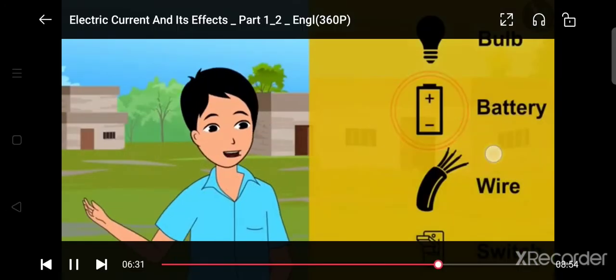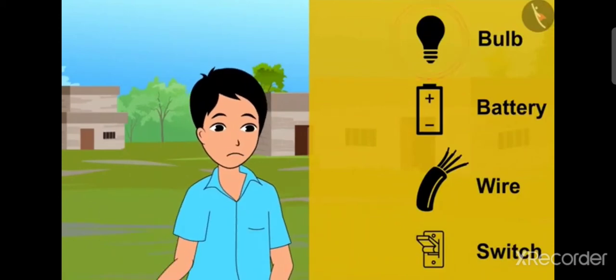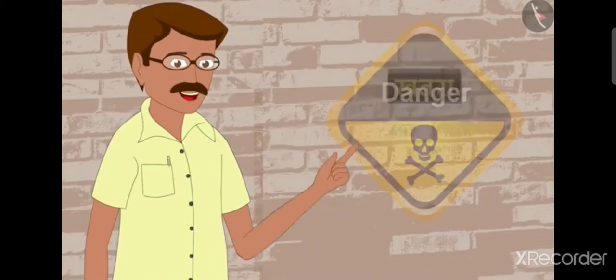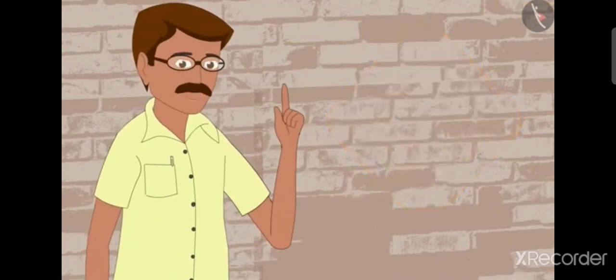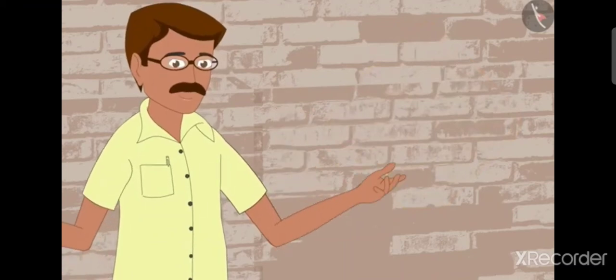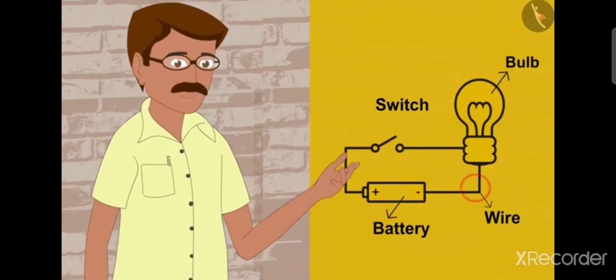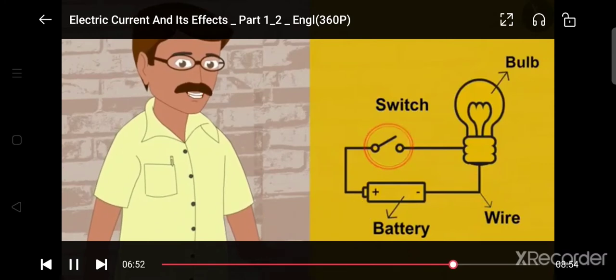Uncle, isn't this the symbol of a battery? And this is a symbol of a bulb? Like how we use a symbol for a road and danger symbols, we have symbols for various electrical components. For example, this is a symbol for bulb. This is a symbol for wire. This is a symbol for switch, etc.